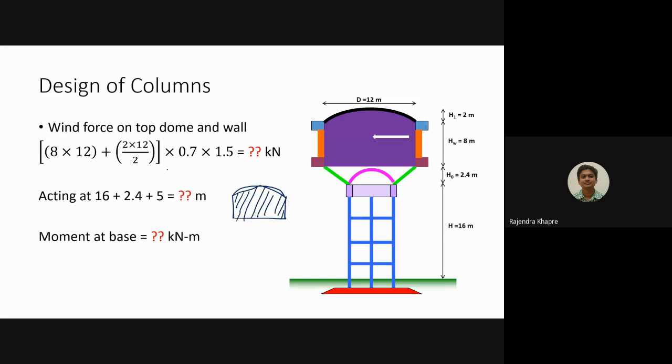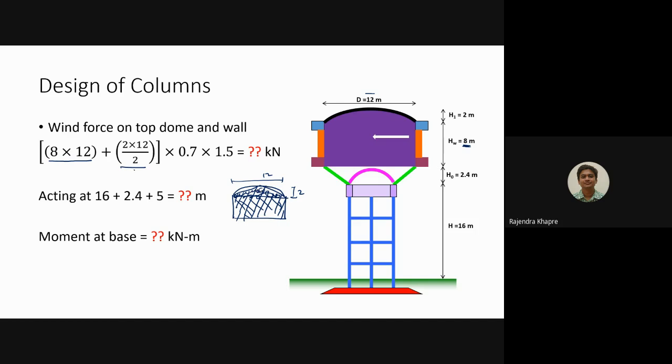If you calculate the exposed area, you have 8 into 12, where 8 is the height of the wall and 12 is the diameter. This is going to give you this much area. This is the first area, plus 2 into 12 divided by 2, where this is your 2 and this is your 12. Basically we are calculating the area of the triangle over here. So this is the total exposed area.